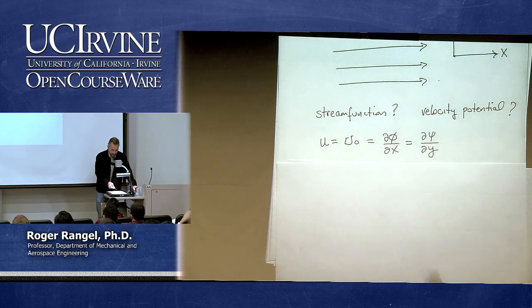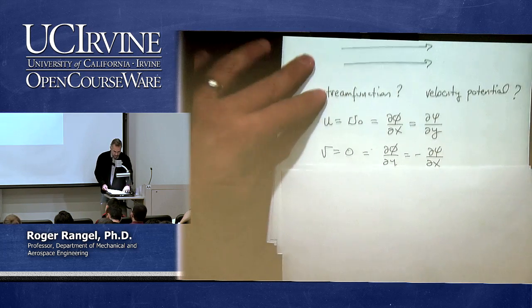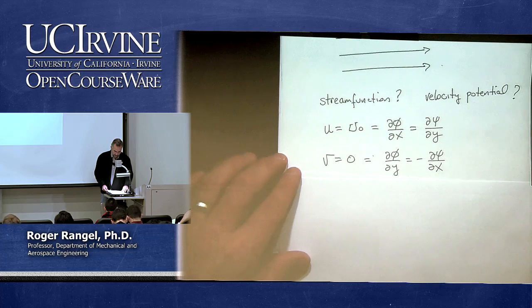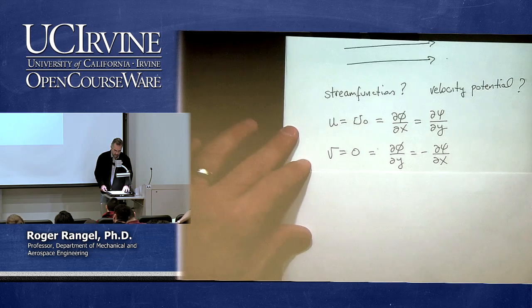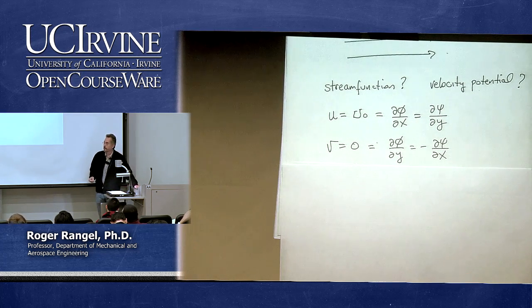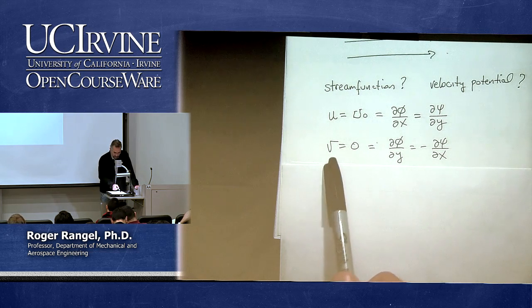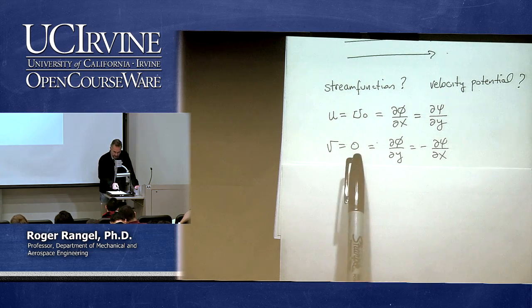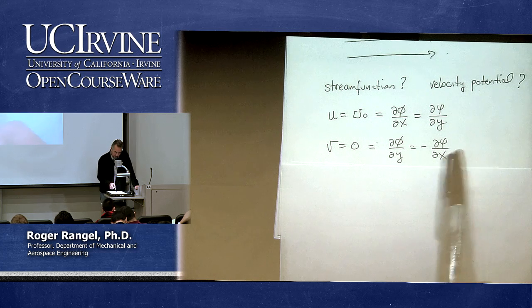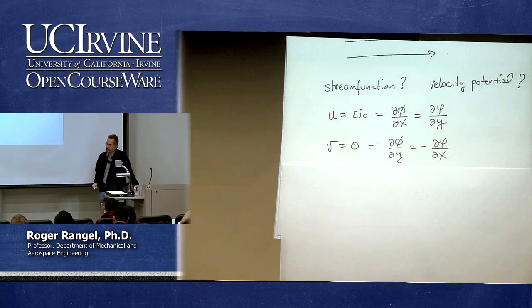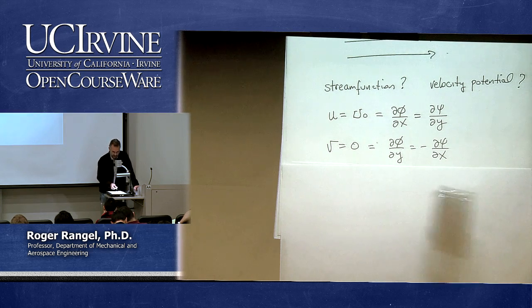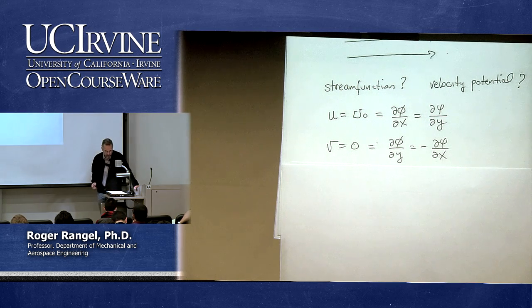So there I have 2 equations that tell me something about phi and something about psi. And I can also write down the equation for the other velocity component, which in this case happens to be 0. So the v velocity component is 0, but I knew from before that that was equal to negative partial psi partial x from the definition of the stream function, and from the velocity potential, v is also partial phi partial y.